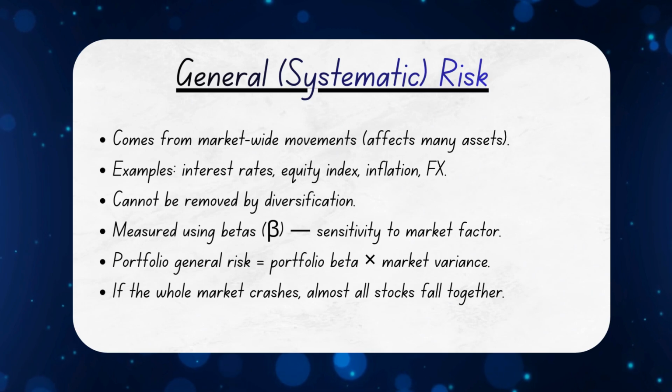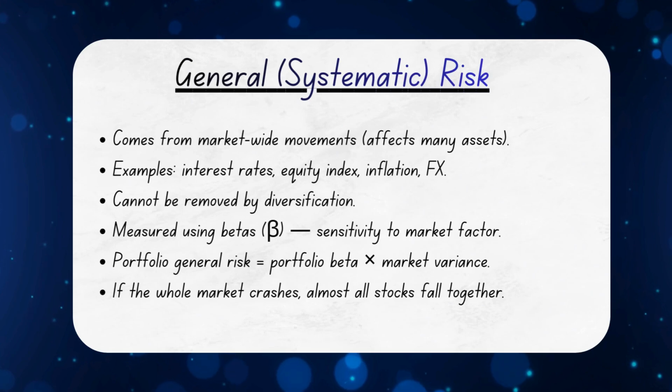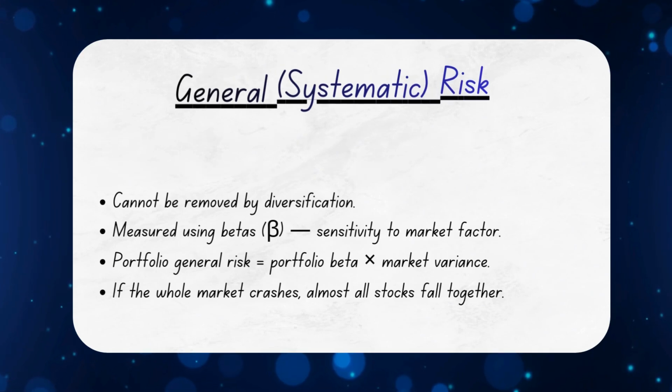We measure how sensitive an asset is to the market using something called beta. A higher beta means the asset moves more strongly with the market. So if the whole market drops 5%, high beta stocks may fall even more.